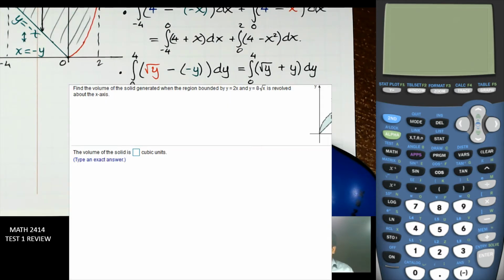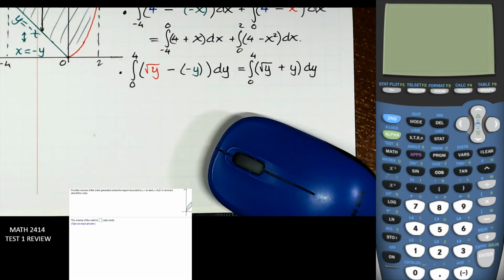Right. So let me turn off the face cam. Maybe the quality is better, I hope.